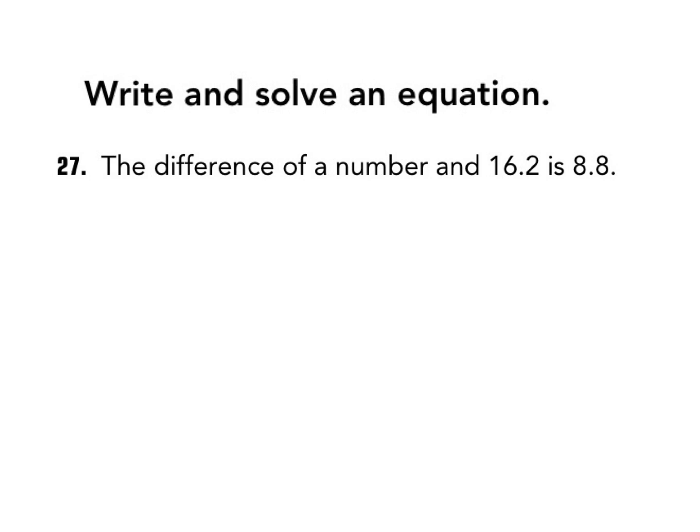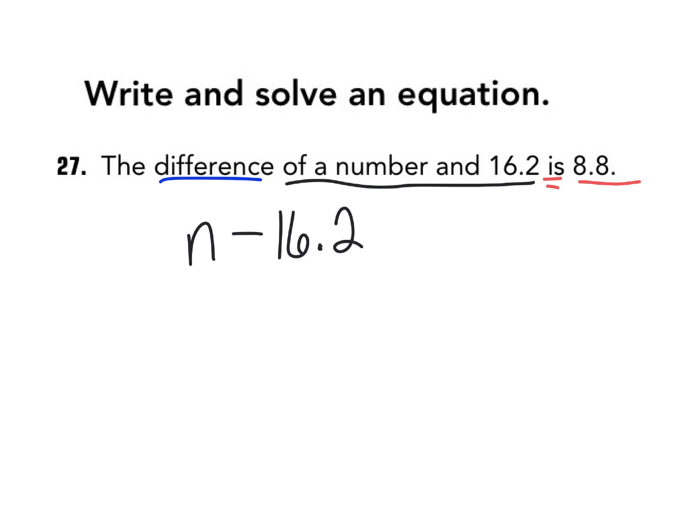So on 27, the difference of a number and 16.2 is 8.8. Difference means we're going to subtract. If they say the word difference, we're going to keep these in the same order as they're in right now. So this could be like n minus 16.2. If you picked a different letter, that's fine, they didn't tell us what letter we had to use. The word is usually means equals. So this would be our equation to start out with.